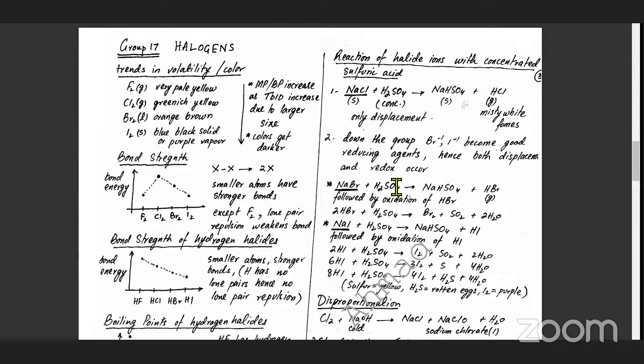But when you go down the group, Br minus one and I minus one really like to lose electrons, which is why you get a redox reaction. And the redox reaction becomes stronger and stronger. For example, for I minus one, mostly redox happens. Instead of getting a displacement reaction, HI or I minus one gets oxidized to I2 and the sulfur gets reduced to either SO2 or sulfur or H2S. So you get lots of compounds produced when reduction of sulfur happens.